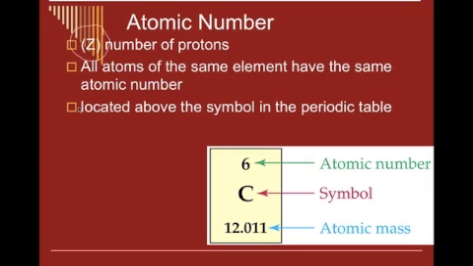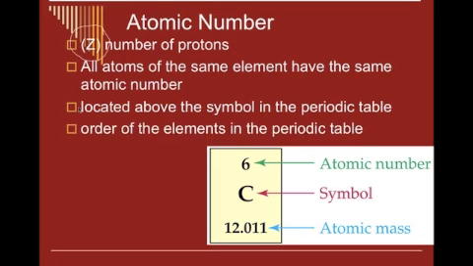Now the atomic number is of course the number of the protons, but all atoms of the same element have the same atomic number. Okay? The periodic table is organized by the number of protons, so it's organized by the atomic number.